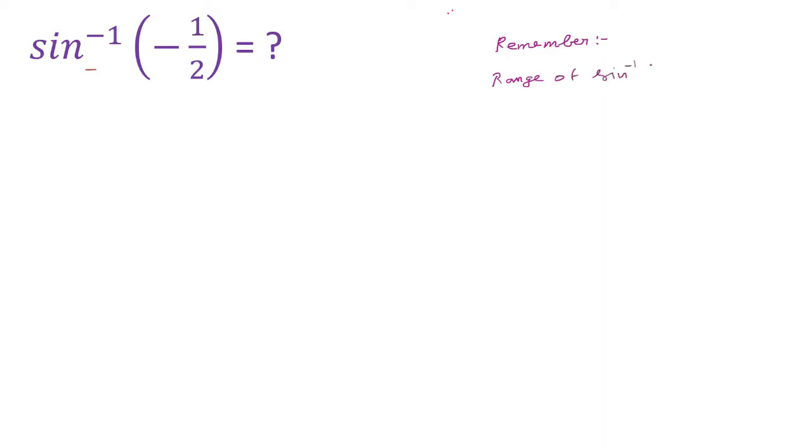The range of sine inverse of x will be from minus pi by 2 to plus pi by 2, including pi by 2, a closed interval. This is the range of the function sine inverse x. This is the principal value branch. So you can remember this as the range of the sine inverse of x function. Now we will proceed further.